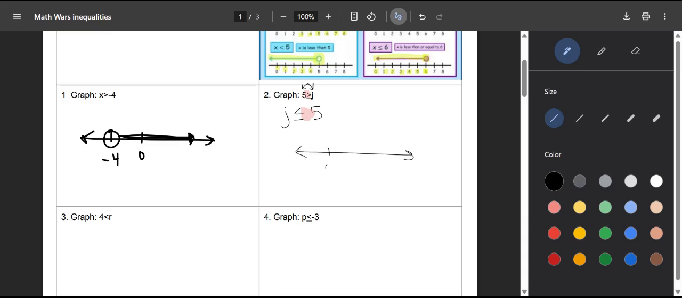I'm going to set up my number line. And you'll note I'm not including every single number on my number line. We don't need all the numbers. I do need 5 because that's what j is being compared to. J is less than or equal to, so since it could be equal to, we'll fill it in and shade everything to the left.